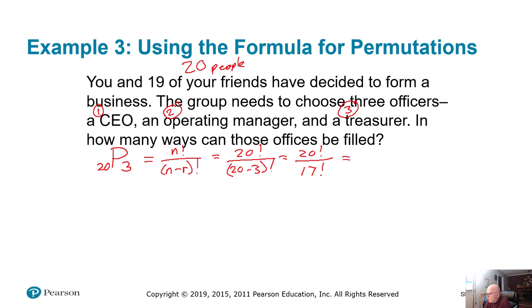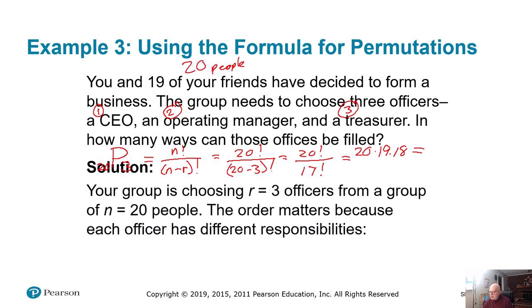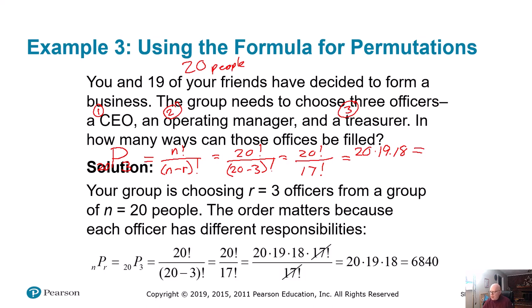So you can, if you want to, fill this all out. You'll end up with 20, 19, 18, and all the rest are canceled by the 17 factorial in the denominator. Multiply those 3 together, and that'll tell you how many ways you can fill those 3 positions. You're selecting 3 from a group of 20. Order matters. That's why you're using permutations.